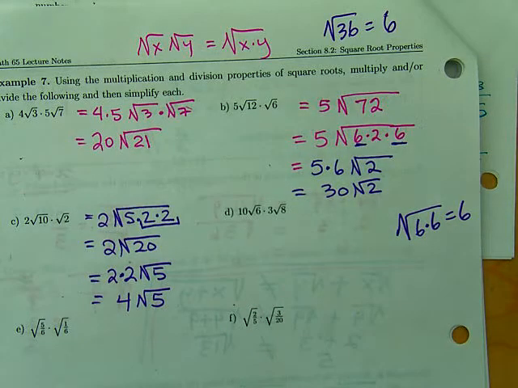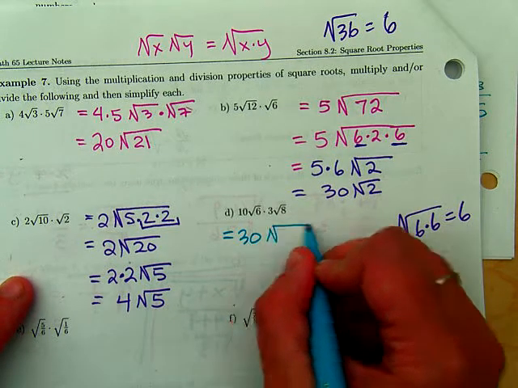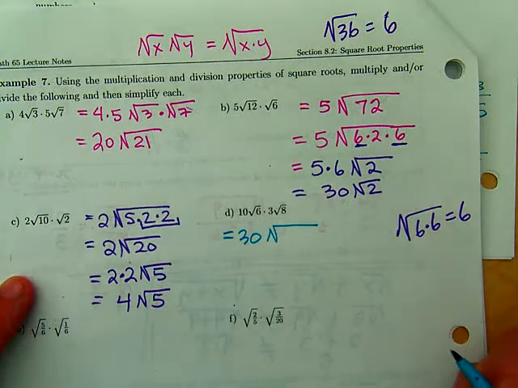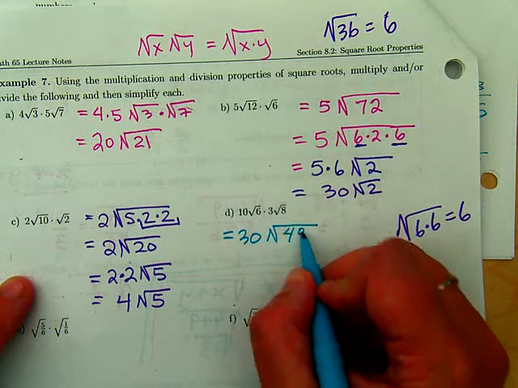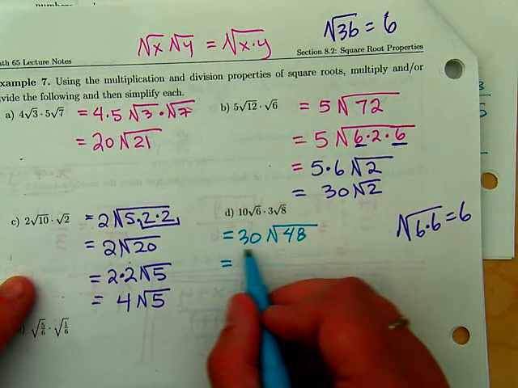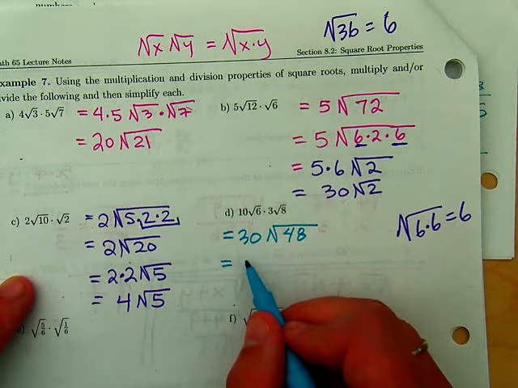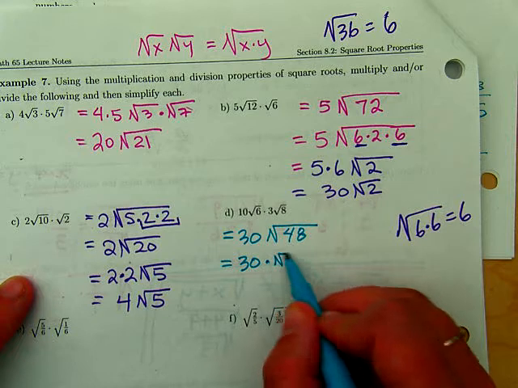What about D here? So what do you think I should multiply? 10 and 3, so that gives me 30. And then 6 times 8 is 48. So really this 30 is just out here. It's minding its own business. It's already out of the radical. So 30 times the square root.